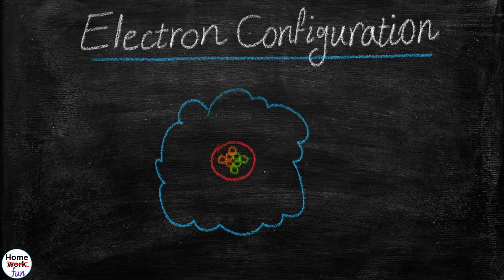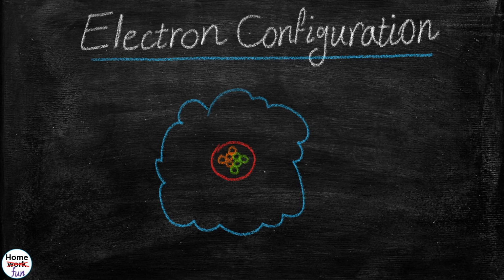So you remember the structure of the atom: a nucleus at the center made up of protons that are positively charged and neutrons that are negatively charged, and a cloud of electrons surrounding the nucleus. We want to know how those electrons are configured around the nucleus. What is their configuration? Why do we want to know that?